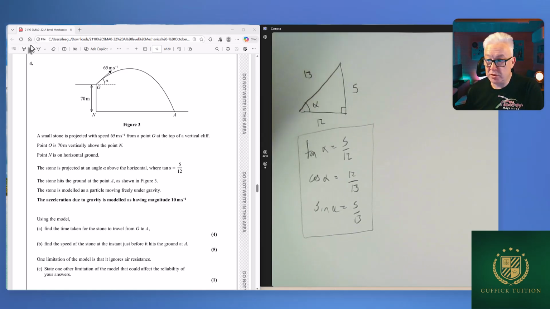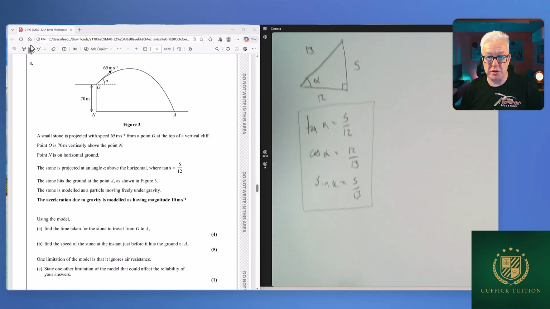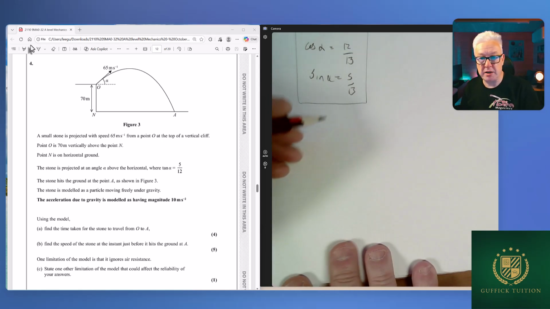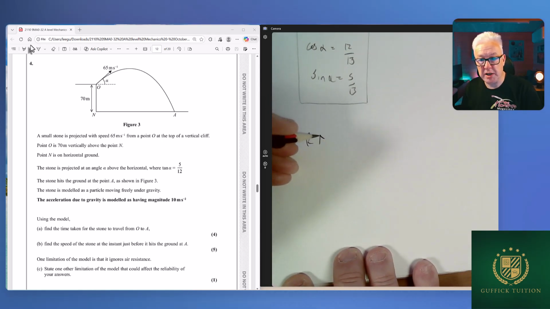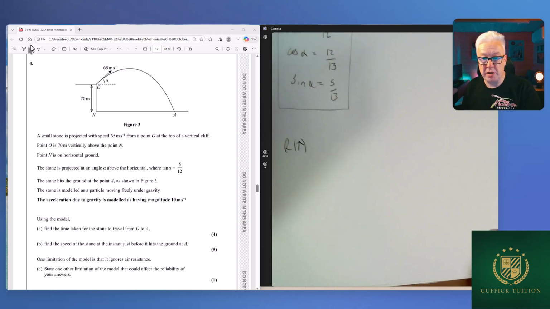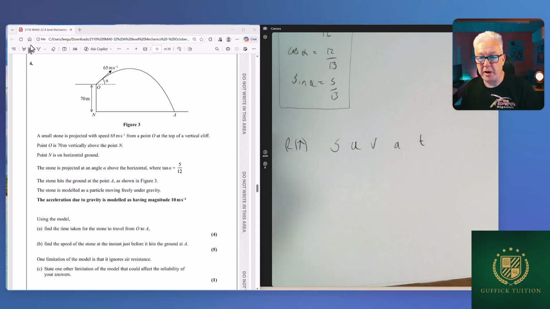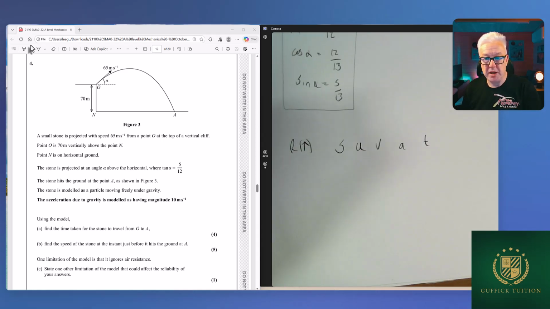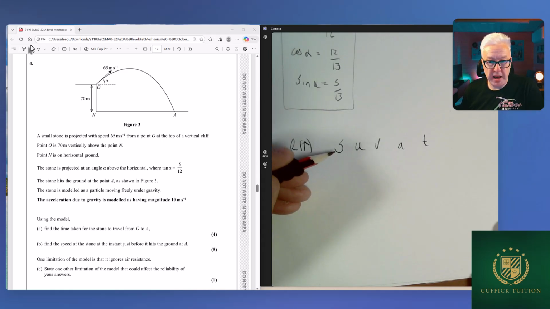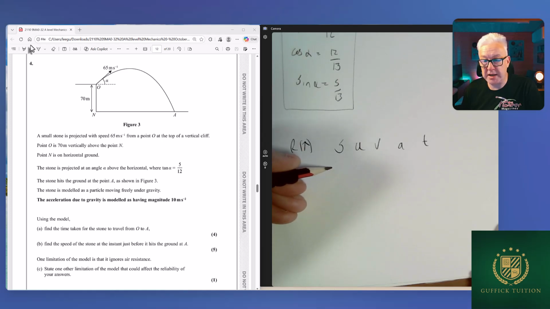Now, we only have two tools really available to us in a projectile question: resolve vertically and resolve horizontally. So let's resolve vertically. When we're resolving vertically, we're going to be using SUVATs because we have motion under gravity. I start off by writing down S, U, V, A, and T, and we think about what each of those are. When the stone hits the ground at A, its vertical displacement from where it was projected is minus 70. The vertical component of its speed is going to be 65 sine alpha.